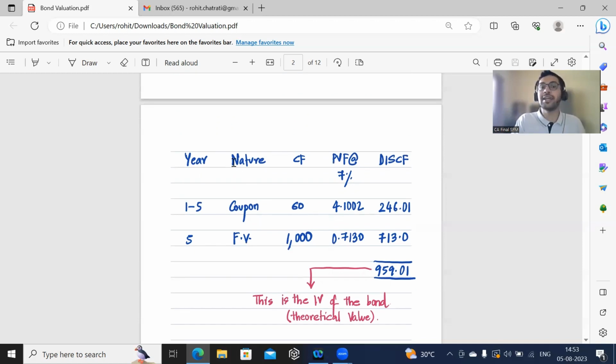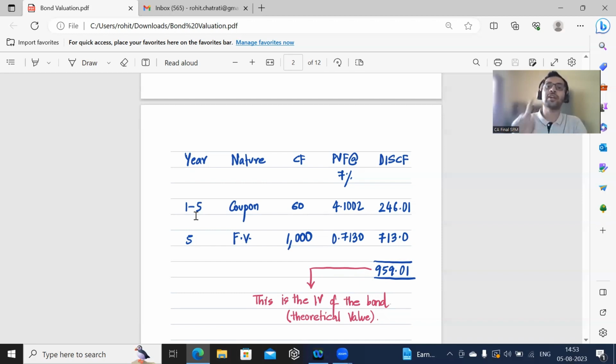So here, nature of cash flow, which means either the cash flow can be coupon or the cash flow can be face value or maturity value. And what is the amount of cash flow? Then the present value factor, and the DISCF is the discounted cash flow. You should write discounted cash flow in the exam. I am going to write DISCF.